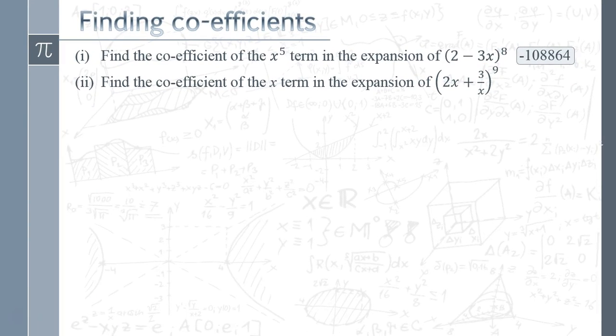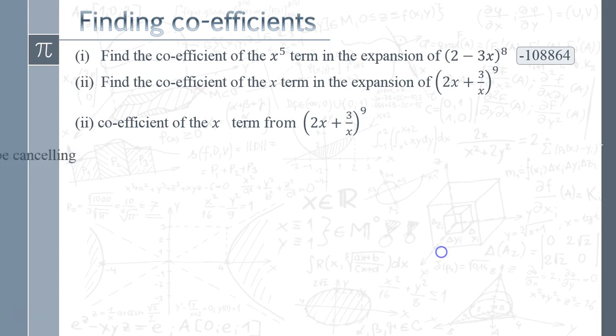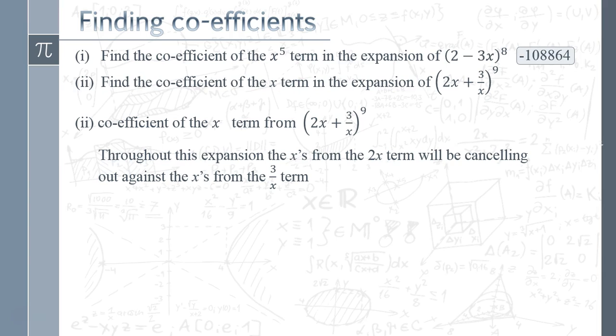In the second example that I've got here, we've got a little bit more thinking to do because of the nature of the terms in the bracket. So we want the x term from that power 9 expansion. Now, the interesting thing here is that the powers of the 2x are going to be cancelling out against the x's from the 3 over x term, because those x's are effectively on the bottom of the fraction, the 2x's are on the top.